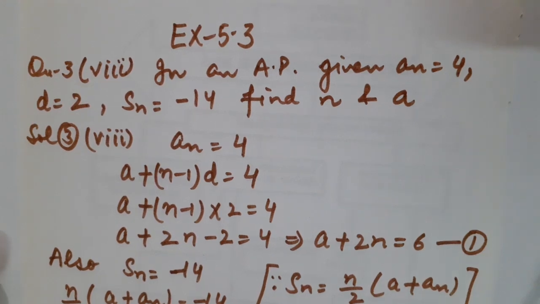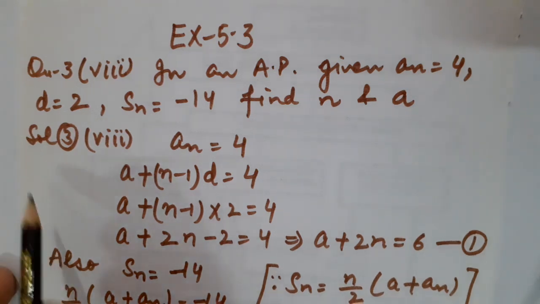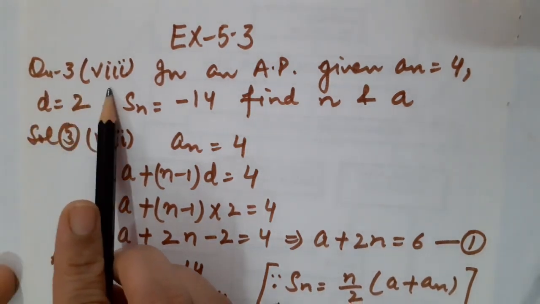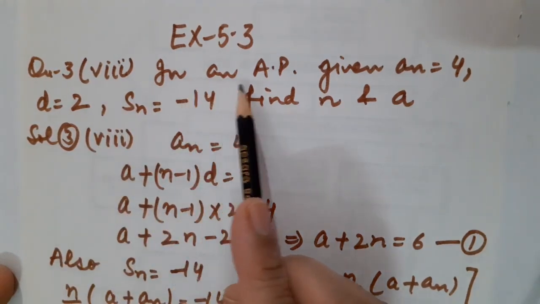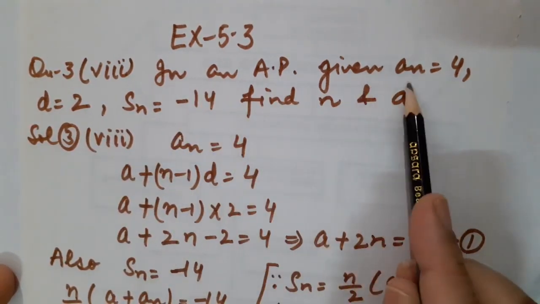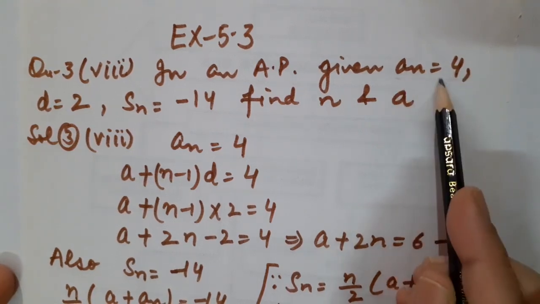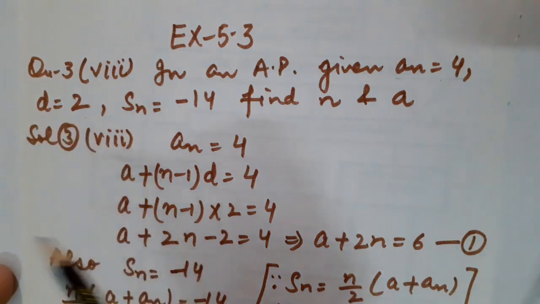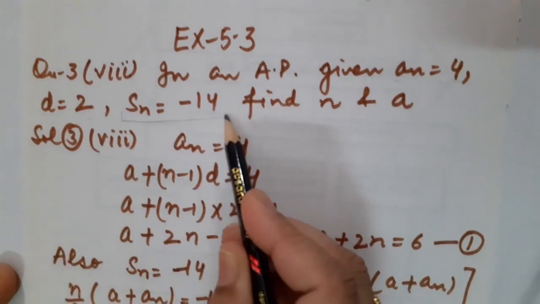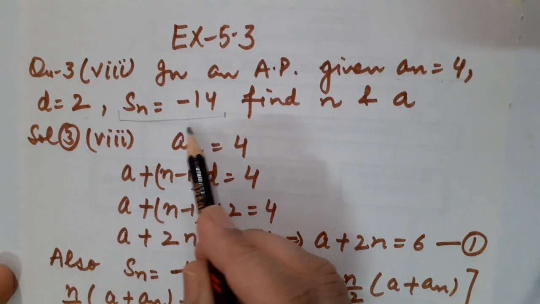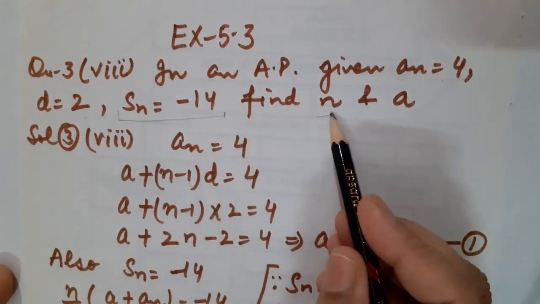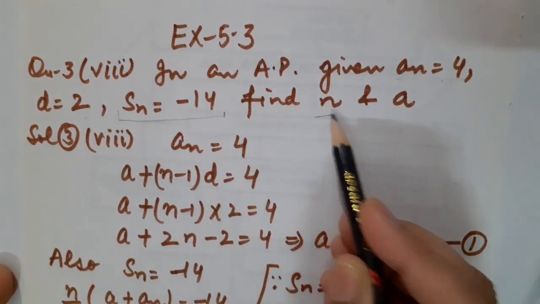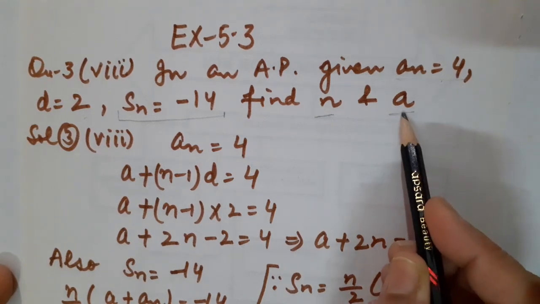Now let us start taking some problems which are based on Sn, where n is any positive integer, from exercise 5.3. This is question number 3, 8th part. If in an AP given an is equal to 4, children, you know what is an? That is the last term of AP. d is equal to 2, that is common difference is equal to 2. Sum of first n terms has been given, that is minus 14. We will have to calculate n, means number of terms, and of course the very first term, that is a.